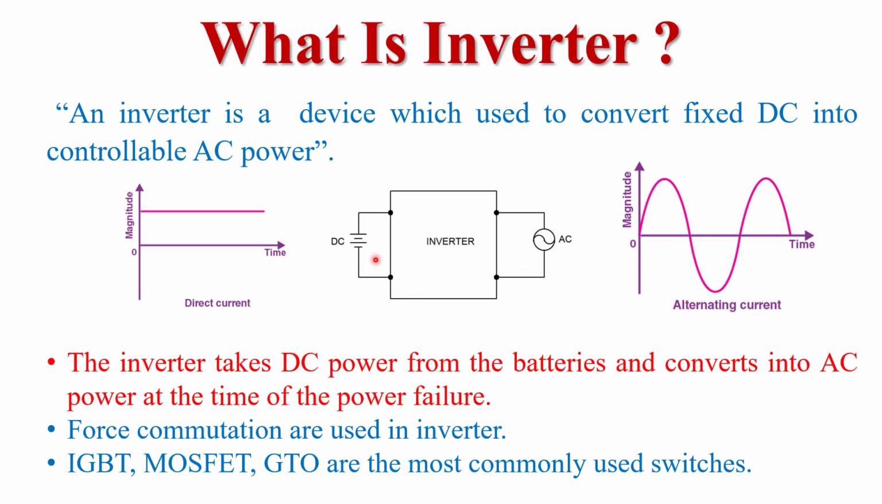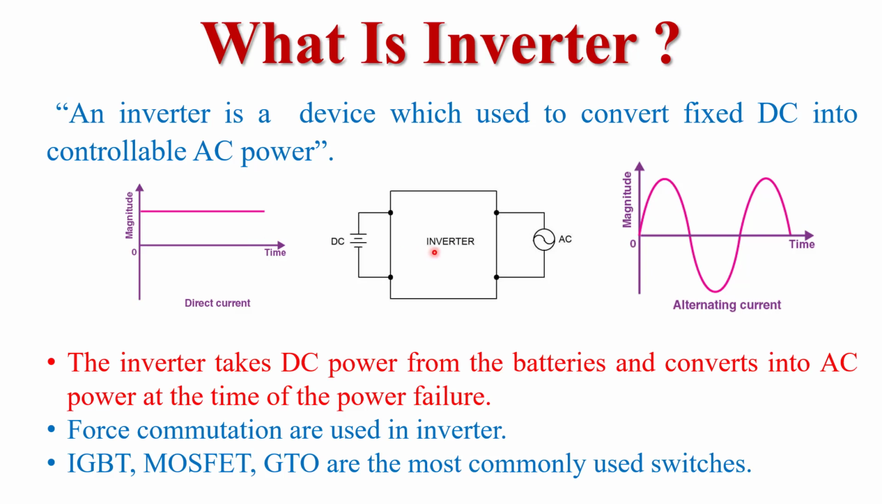We all know what we mean by DC, direct current. Direct current means the flow of electric charge only in one direction. Or we can say that the magnitude of electric current does not change with respect to time in the case of direct current. So this is the input of the inverter.